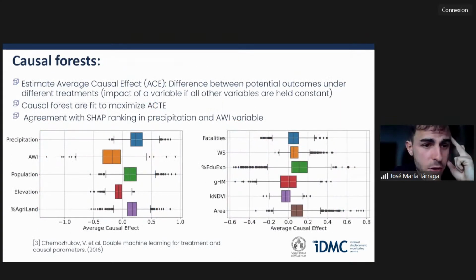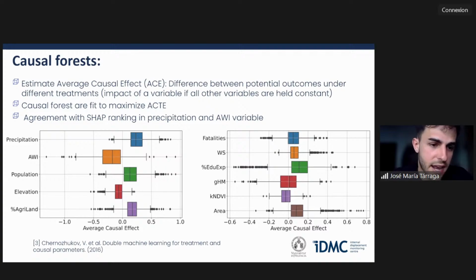Moreover, we also fit causal forests. We know that Shapley values are not actually estimating or inferring causality, so we also decided to go for these causal forests to estimate the average causal effect. This is based on the potential outcomes framework, and you basically compare the different outcomes of the different treatments. Then these causal forest algorithms are fit to maximize the average conditional treatment effects.